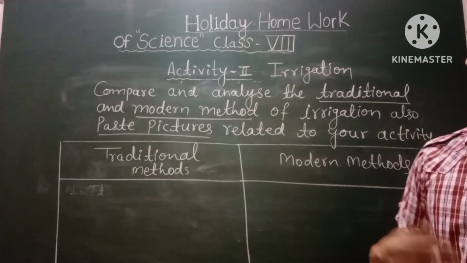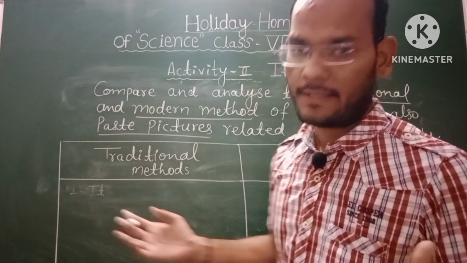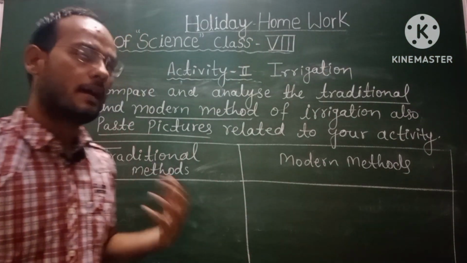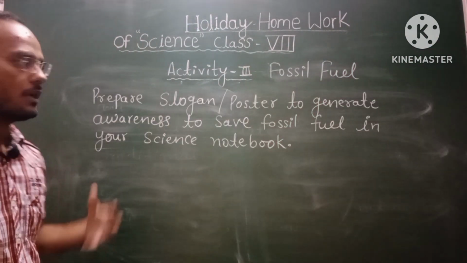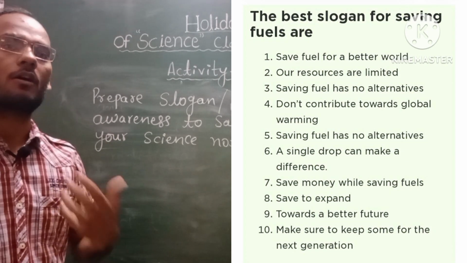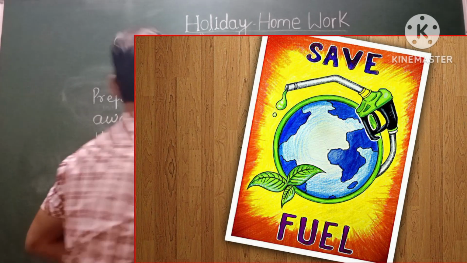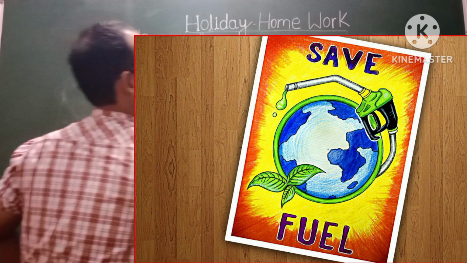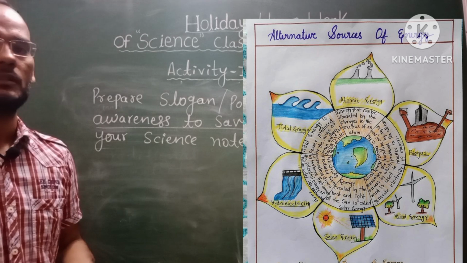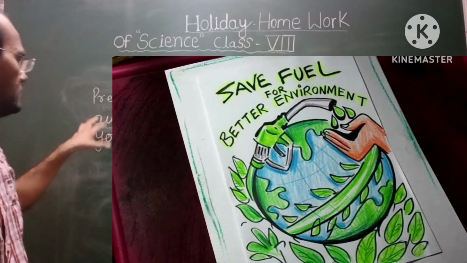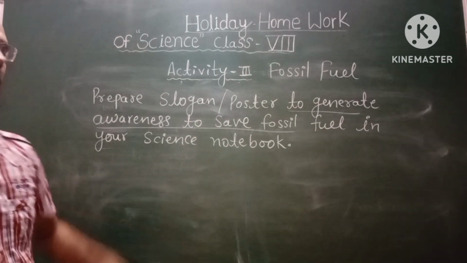So this is the second activity. So now next we will talk about the third activity. In this activity we have to make a slogan or poster. What type of slogan and poster? To generate awareness to save the fossil fuels. You have to make the slogan or poster about awareness to save the fossil fuels. Clear? And in your science notebook also.